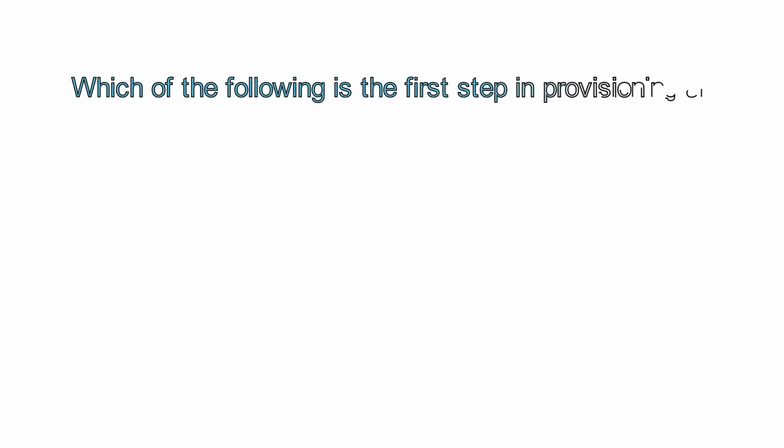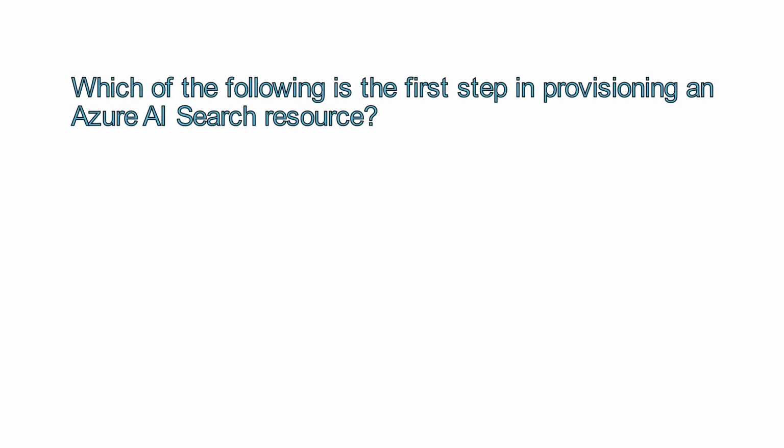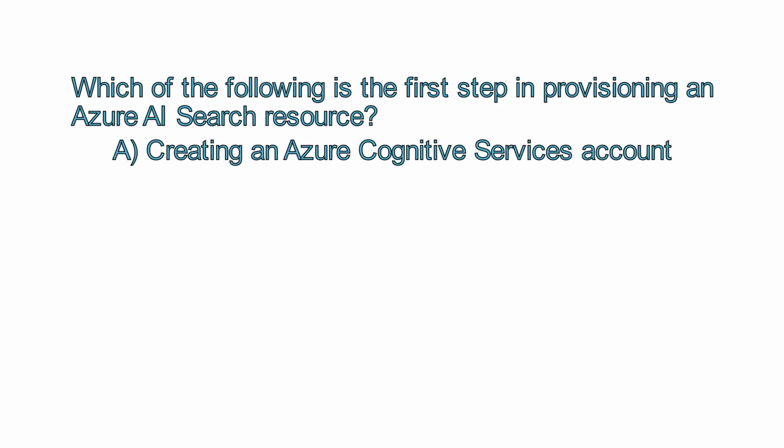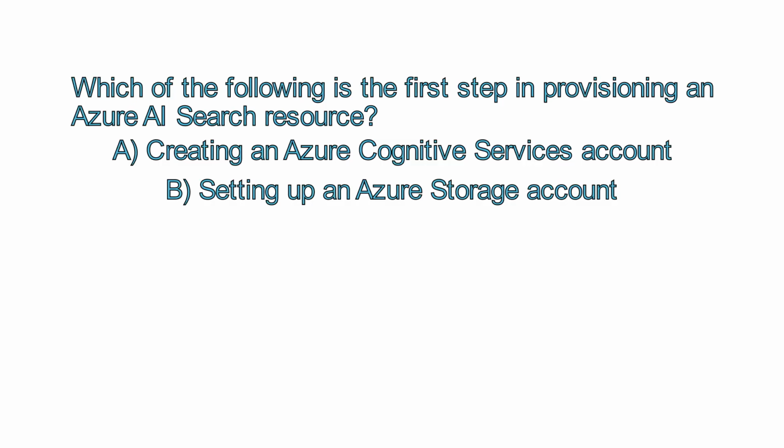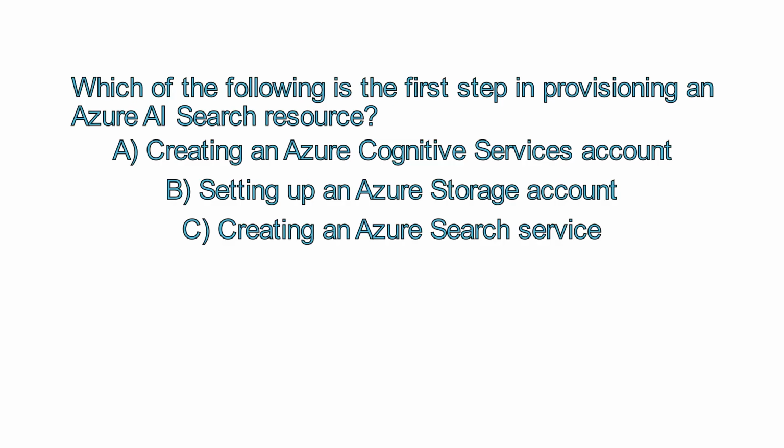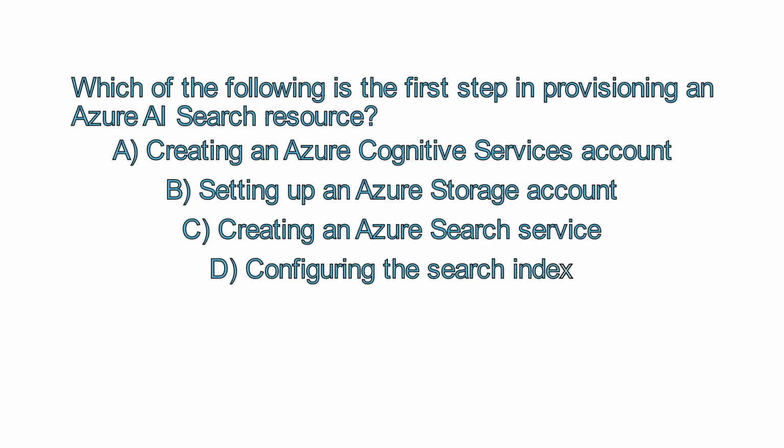Which of the following is the first step in provisioning an Azure AI Search resource? A. Creating an Azure Cognitive Services account. B. Setting up an Azure Storage account. C. Creating an Azure Search service. D. Configuring the search index.